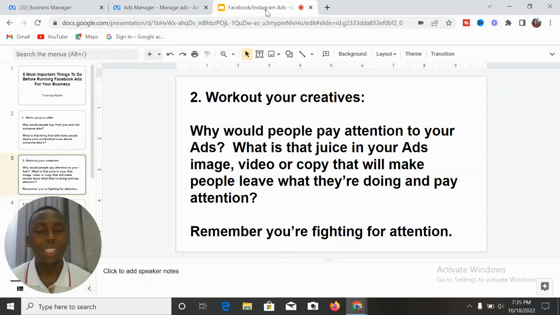People are there to interact, to catch up with friends, to discuss, to see what's happening, to make posts and go, right? So you have to work out your advert creative because the attention span is quite low. You are fighting for attention. So why would anyone pay attention to your advert? What is that extra juice in your ad?